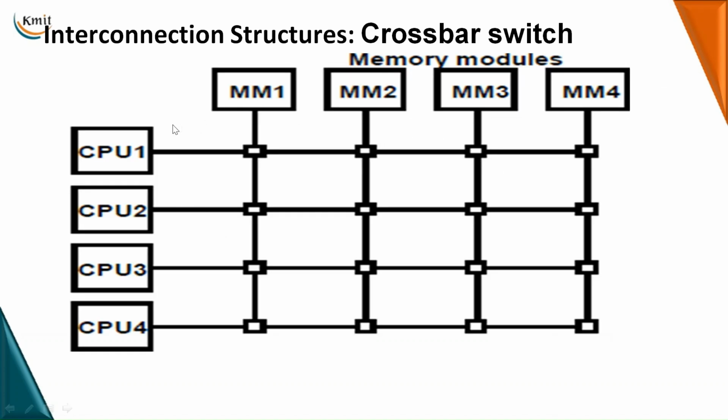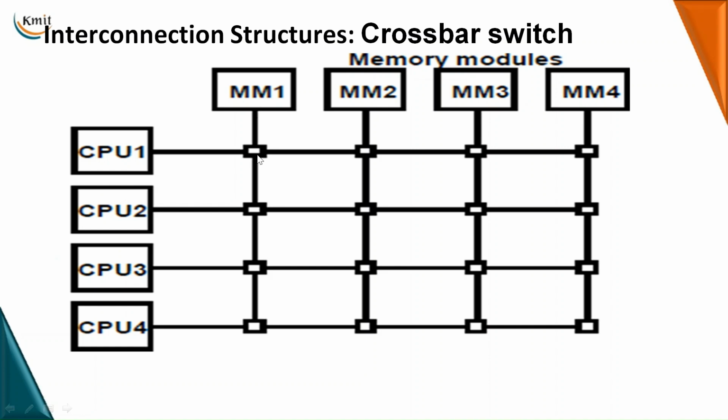So, if you consider the same thing here, between the CPU and the memory module, this particular connection is established by means of a crossbar switch. These are all the different crossbar switches that connect the memory module to the corresponding CPU. So whenever a CPU wants to access a memory module, say CPU 1 wants to access memory module 4, it will put its request onto the corresponding line.